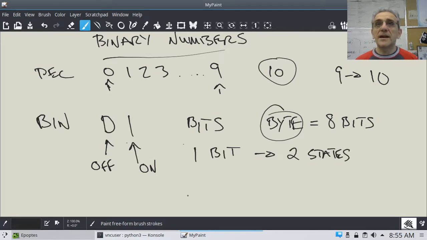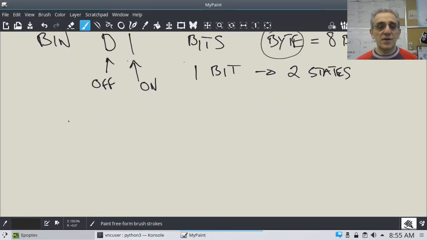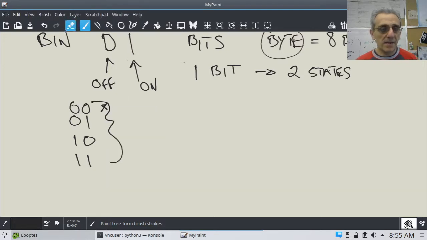And what if you had 2 bits now? Let me actually draw this for you. Let's start from 0, 0. There's 0, 0 and 0, 1. Now can you think of the other possible combinations of 2 bits? Obviously one has to be this and the other one has to be this. There are no other possibilities. Sorry, I didn't mean to write that X there. Not sure why that happened. So that means that 2 bits can represent 4 states.